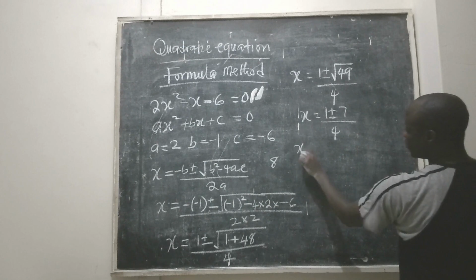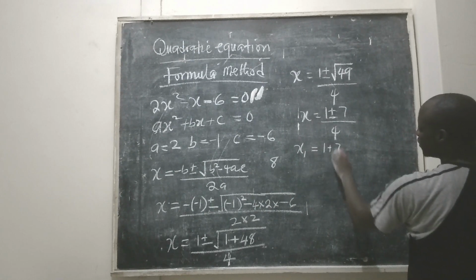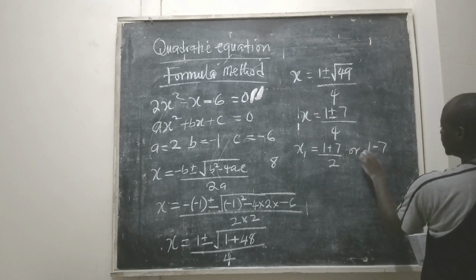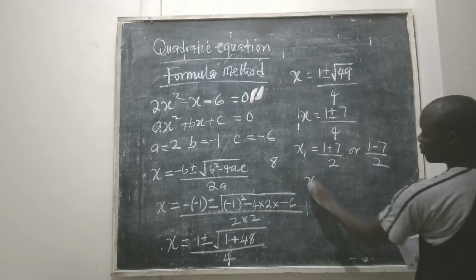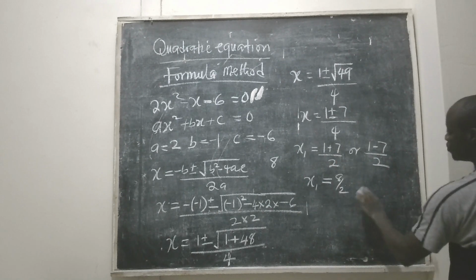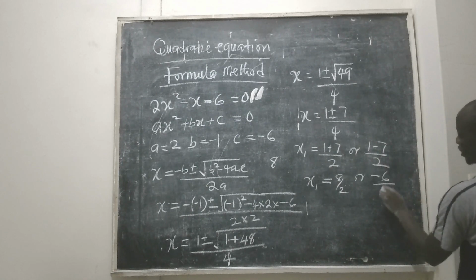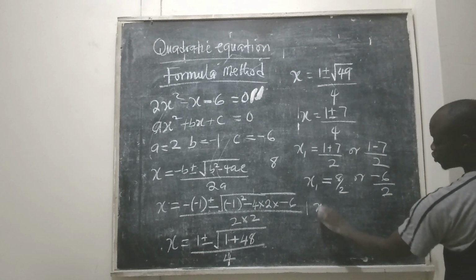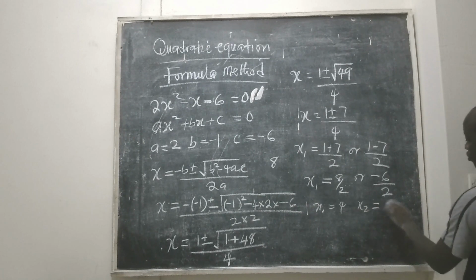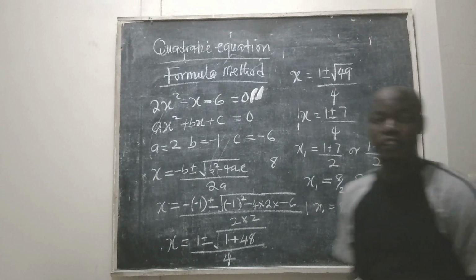So we can now have our x1 as 1 plus 7 divided by 4, or 1 minus 7 divided by 4. So we now have x1 equal to this plus this, 8 divided by 4, or this minus this, minus 6 divided by 4. So our x1 is equal to 2 and our x2 is equal to minus 3 over 2. So this is the answer to this.